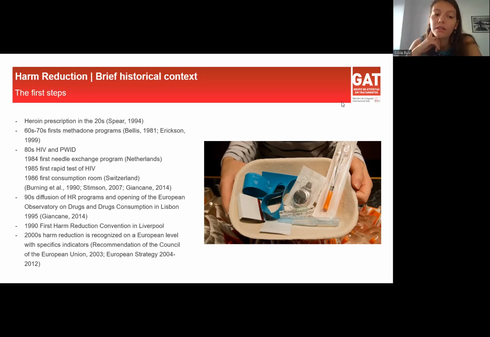In the 1990s, we have the first harm reduction convention in Liverpool, that finally started to define what harm reduction is, how it works, what we can do, what people need, what they want. And in 2000, harm reduction was recognized on a European level, and it's in the legislation of the European Union. From then, countries started to put it in their legislation, open up more services, organize them and have indicators to work with.